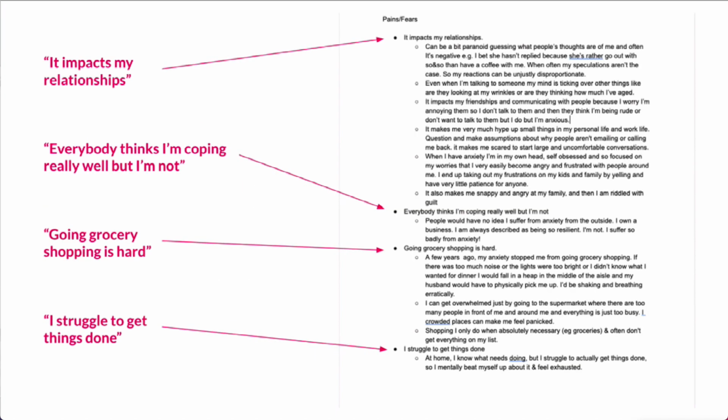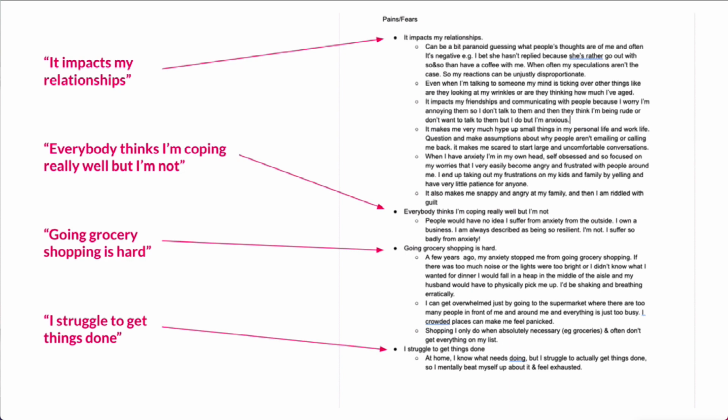Now here is an example of a real one of these that I did. As you can see, it gets kind of long and a bit messy, but I am indenting it. You can read on the left there, that's just blowing up the text, which is probably too small to read. So: it impacts my relationships. Everyone thinks I'm coping really well, but I'm not. Going grocery shopping is hard. I struggle to get things done. They're themes that I come up with, and then I put all the quotes that support that underneath those themes.